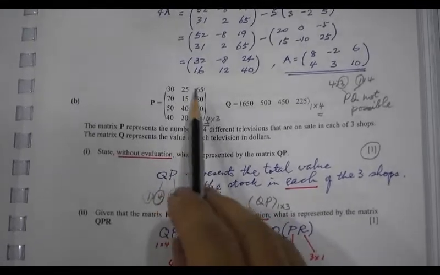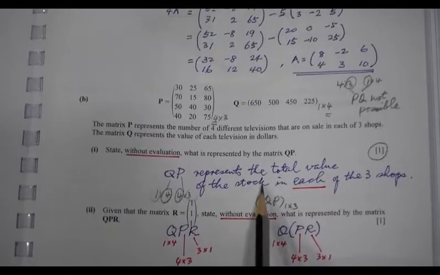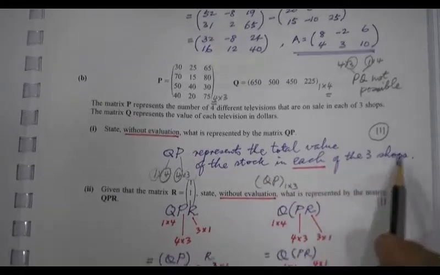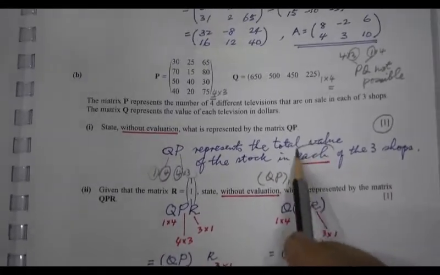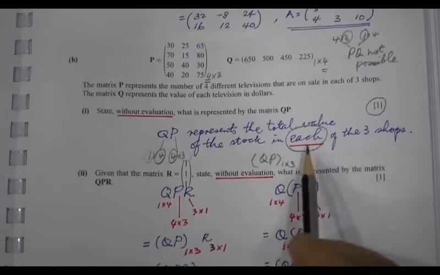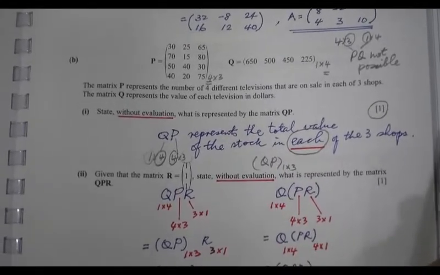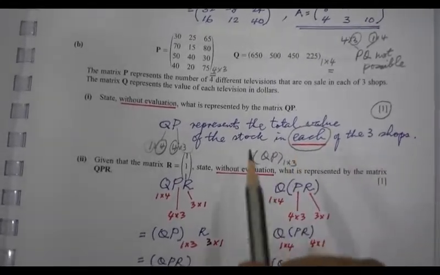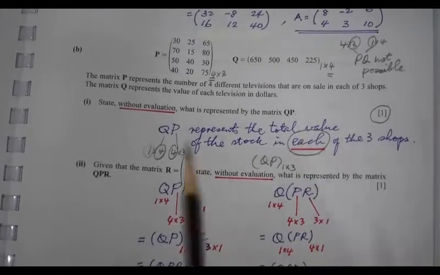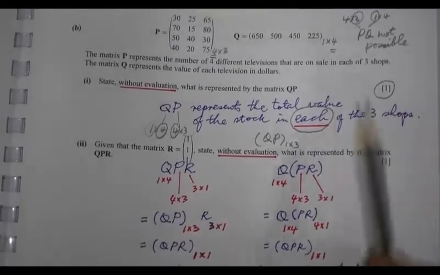QP, when you multiply it out, represents the total value of the stock in each of the 3 shops. Note that I underline in red and I'm circling in pencil now. You must say each of the 3 shops. Alright? So do not evaluate. You'll be wasting your time and no credit gain.